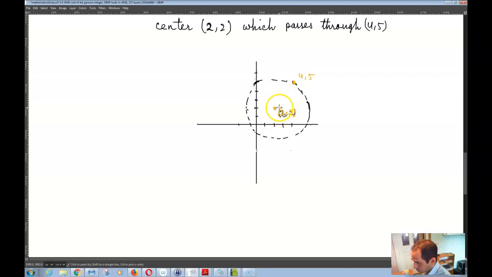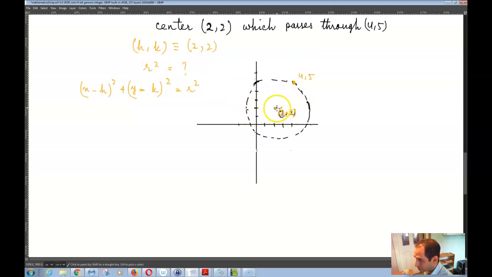Now, since you know where your center is, this is your h, k, meaning that h, k over here is 2, 2. The only thing that you need is your r squared, and then you would be able to find the equation of the circle using x minus h whole squared plus y minus k whole squared is equal to r squared. So we have our h and k, and the only thing that we need is r.